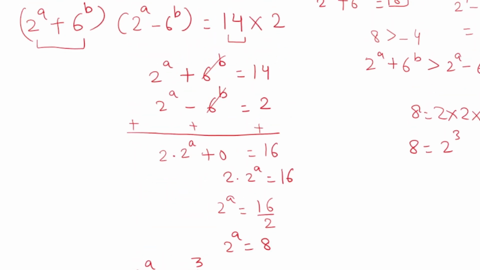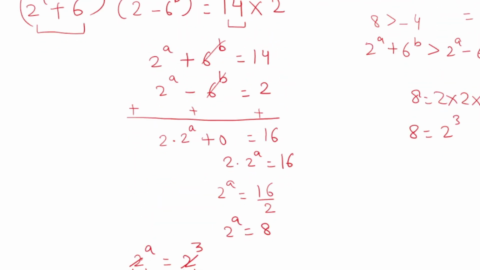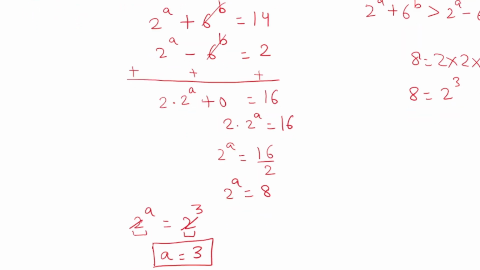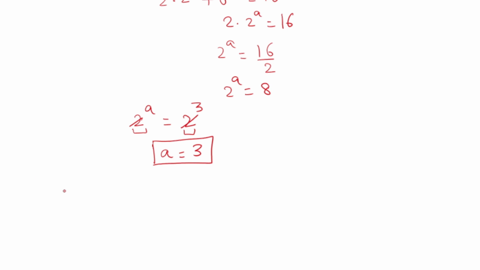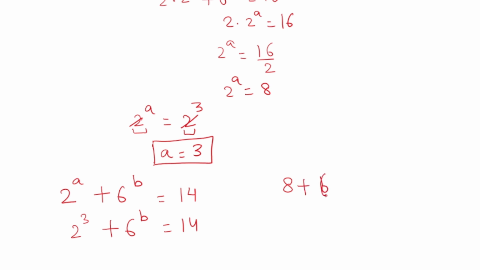Similarly, we can take either of the two equations and substitute the value of a to get the value of b. So I'm going to use the first equation, 2^a + 6^b equals 14. I'm going to put a equals 3. So I'm going to get 8 + 6^b equals 14.